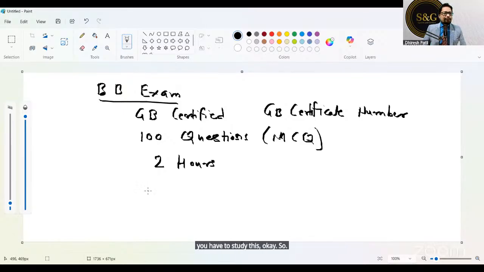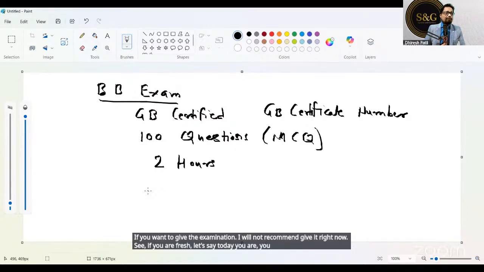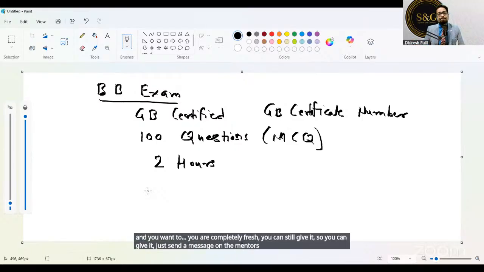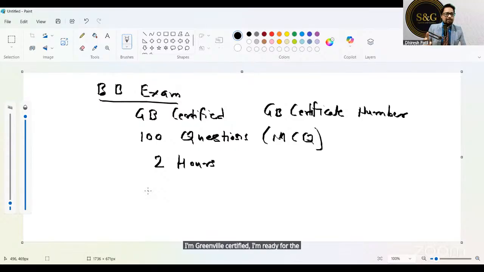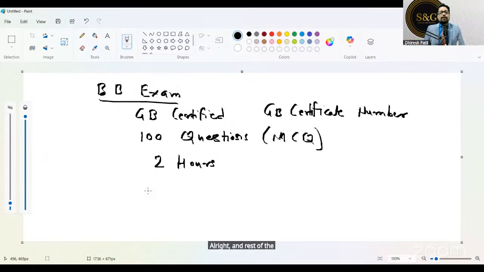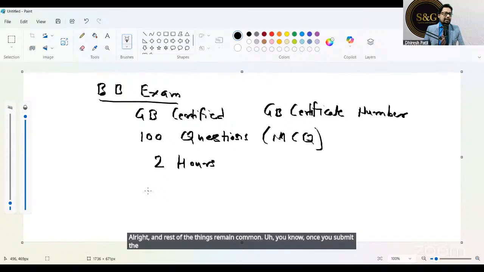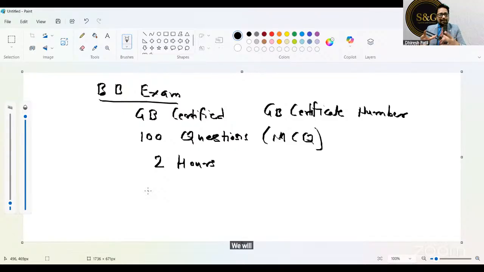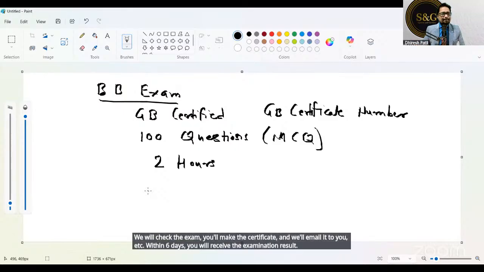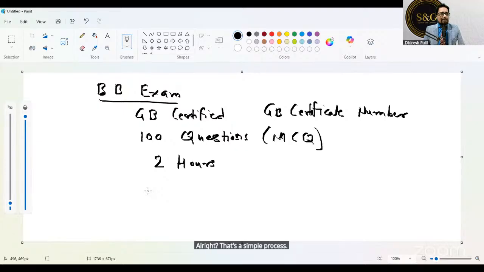If you want to give the examination, I will not recommend giving it right now. But if you are fresh, let's say today you have taken a weekly off and you are completely fresh, you can still give it. Just send a message on the mentor's number that you are green belt certified and ready for the black belt examination. We'll arrange the examination for you. Rest of the things remain common. Once you submit the examination, within 6 working days we will check the exam, make the certificate and email it to you. Within 6 days, you will receive the examination result. That's a simple process. So that's it from my side.